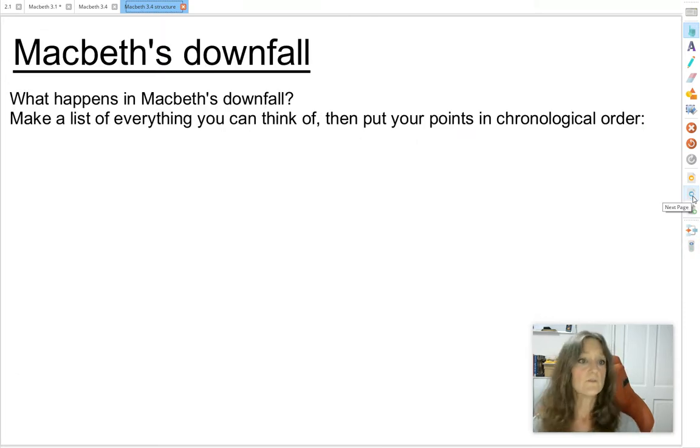Okay, so the last thing that we're going to talk about in this structure is Macbeth's downfall. And obviously this follows on from the idea of Peripeteia. So in Peripeteia, his fortunes are reversed. Everything's been going well, but now everything's going to start going badly.